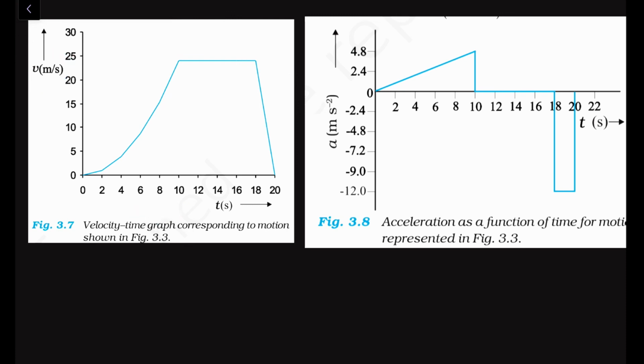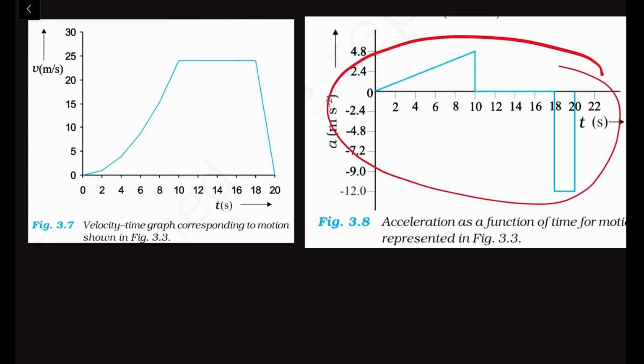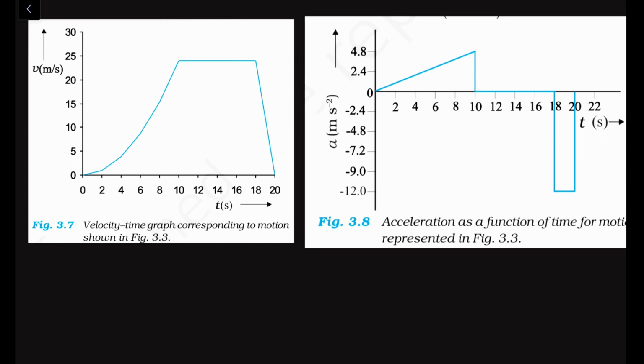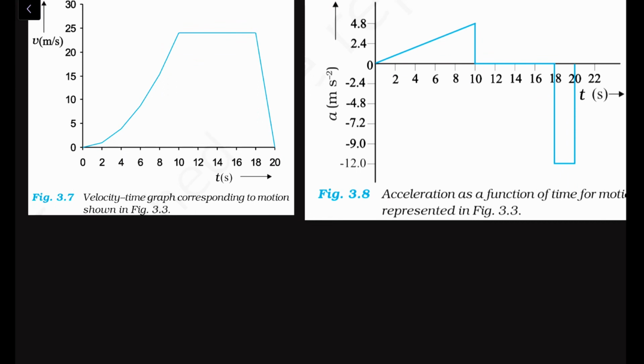Now to understand the right hand side figure, we have to see some points from this left hand side figure, from figure 3.7. Suppose from 0 to 10 seconds, from here to here, up to this point we are considering. So from 0 to 10, what is the acceleration? The velocity is increasing from 0 to 10 seconds. What is the acceleration? Acceleration is a bar, because it is a vector quantity.